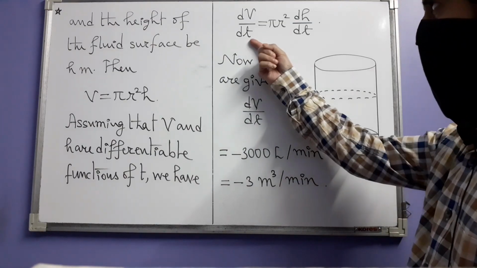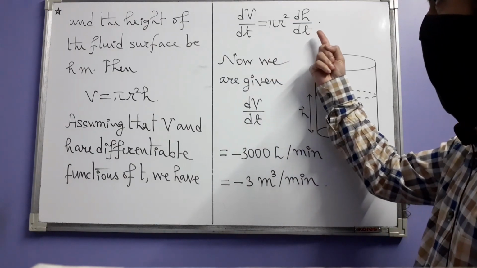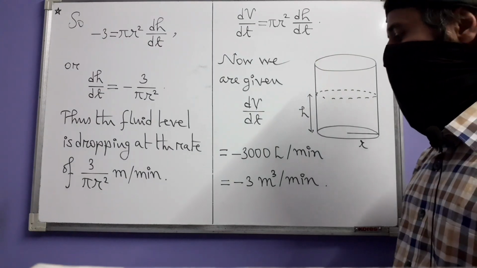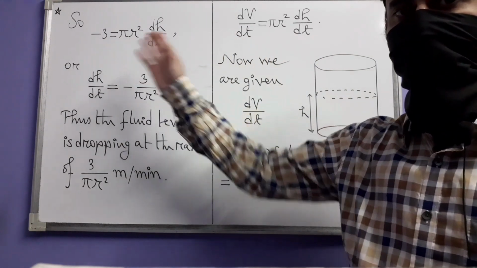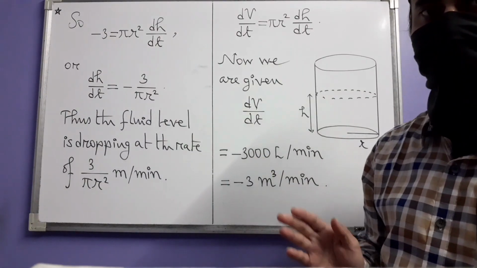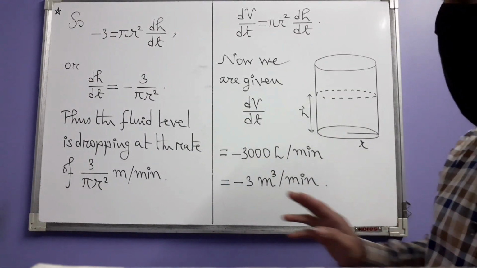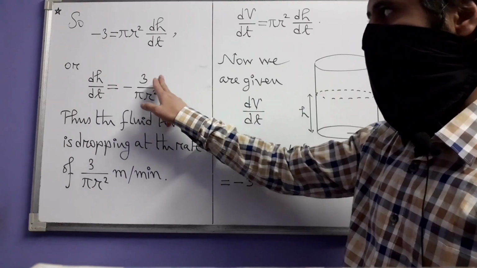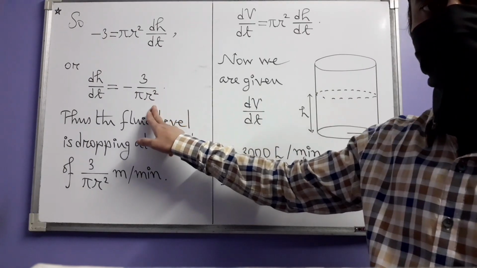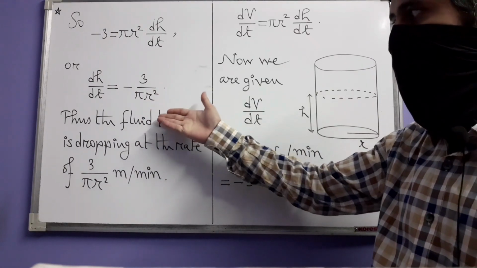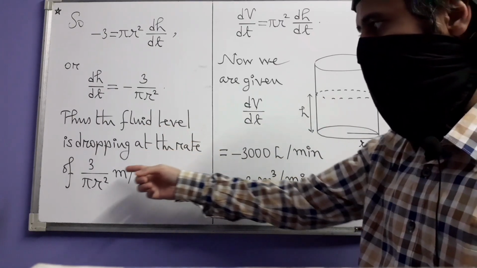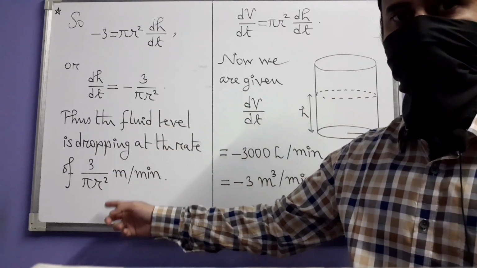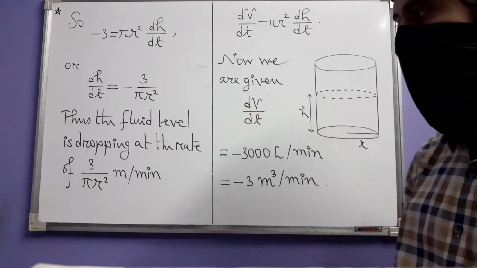So we now know this, we have to calculate this. And then using this value in this equation, this is what we get: minus 3 equals pi r squared times dH/dt. From which we solve for dH/dt and we get minus 3 divided by pi r squared, which we can express in words like this. Thus the fluid level is dropping at the rate of 3 divided by pi r squared meter per minute.